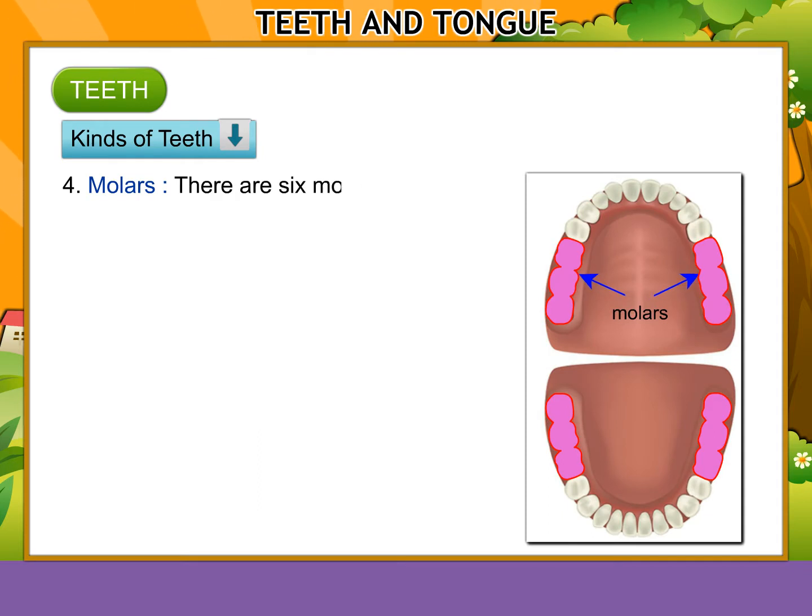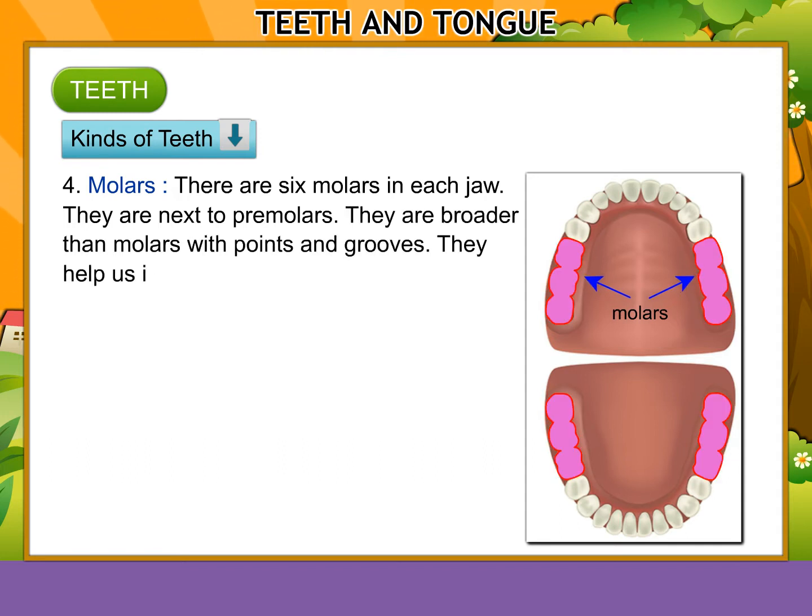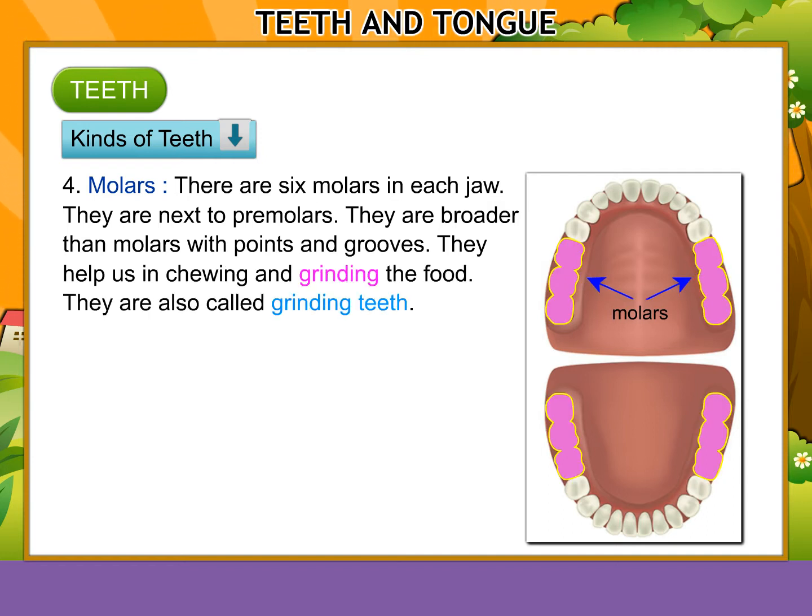Molars. There are 6 molars in each jaw. They are next to premolars. They are broader than premolars with points and grooves. They help us in chewing and grinding the food. They are also called grinding teeth.